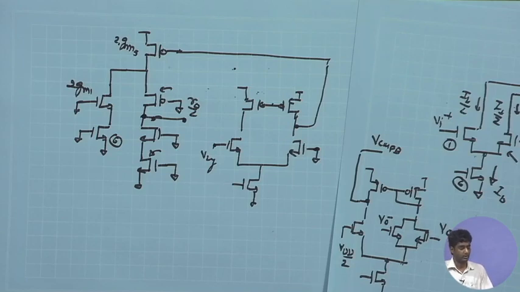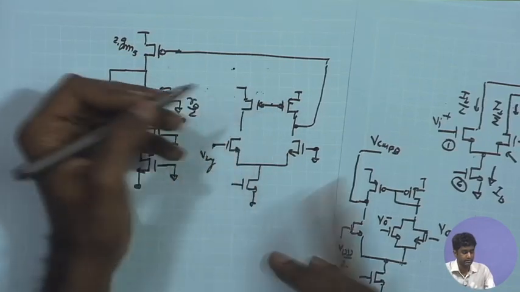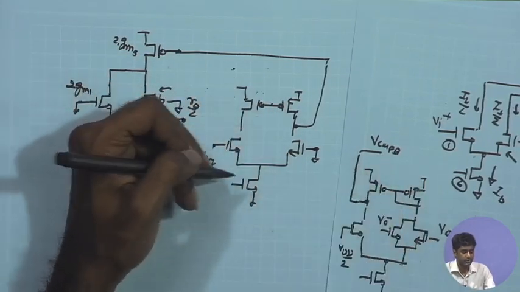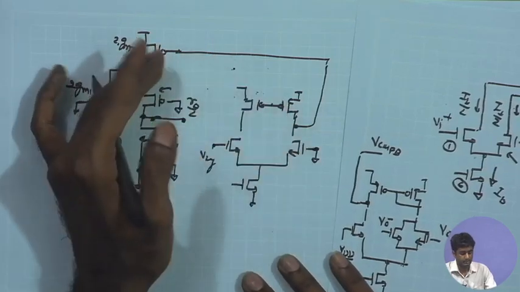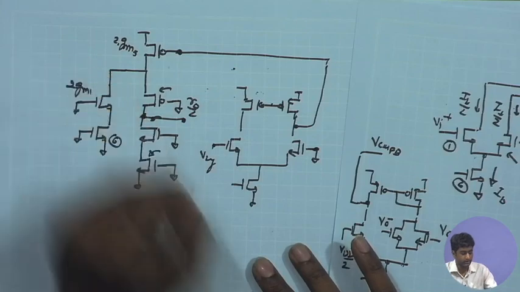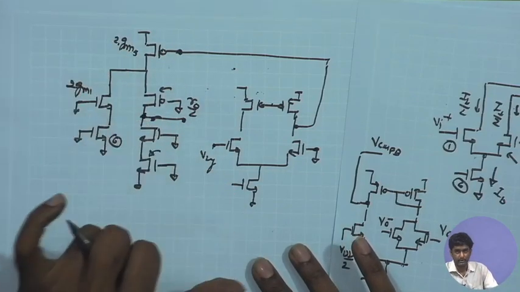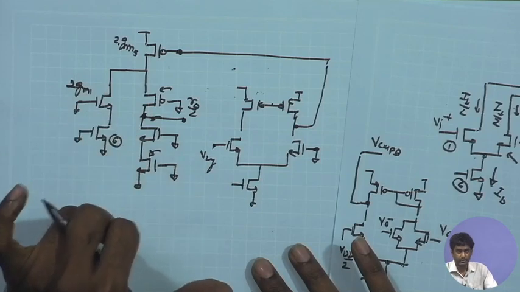So I know the gain of this stage. If I choose a direct connected load, I know what the gain is. If I choose a current mirror load, I know what the gain is. So let us first see the gain from here to here. This is nothing else but our simple stacked cascode amplifier, a single ended cascode amplifier.